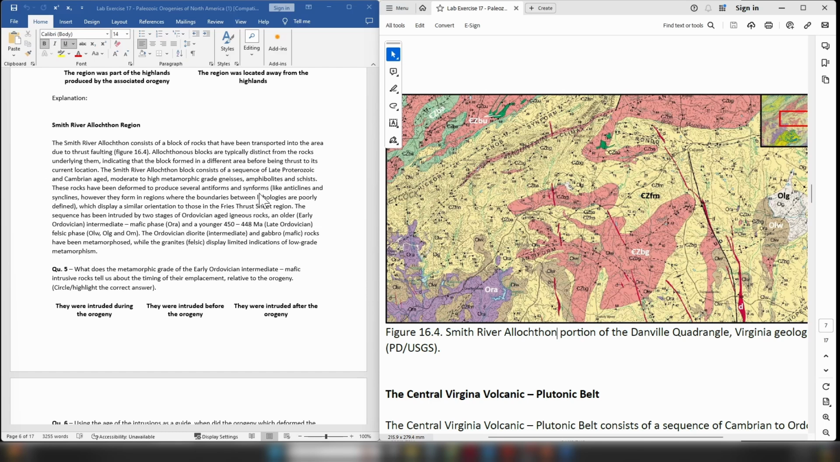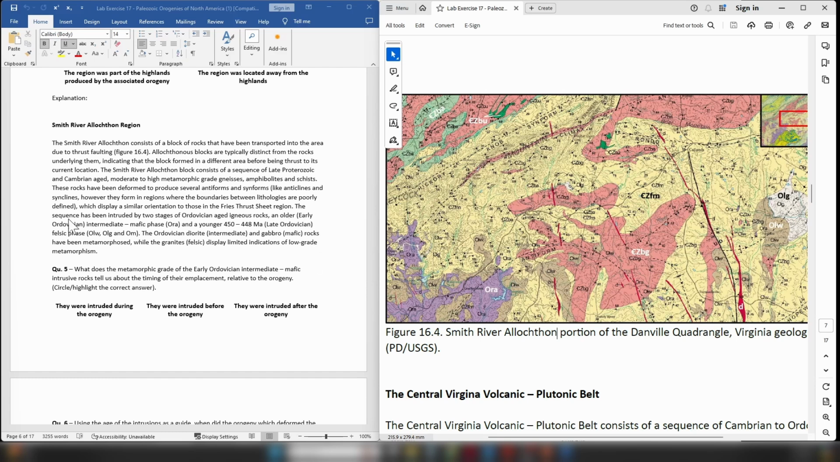Now, in terms of the orientation of these antiforms and synforms, they display a similar orientation to those which we observed in the Fry's thrust sheet, which would suggest that these antiforms and synforms and the anticlines and synclines we saw earlier are the result of the same compressive event.